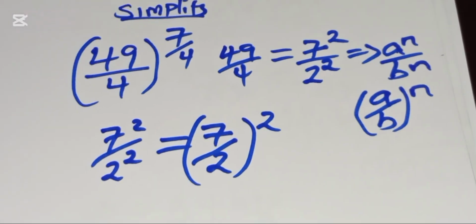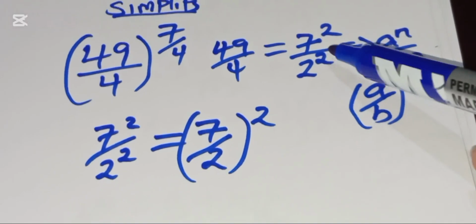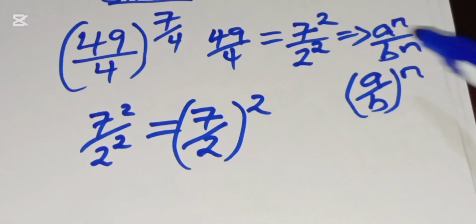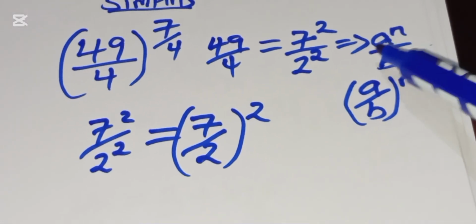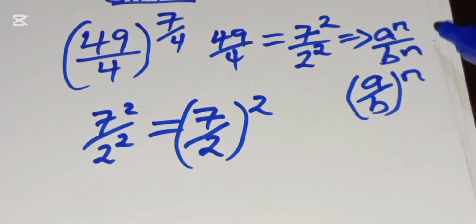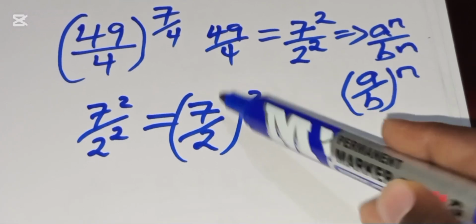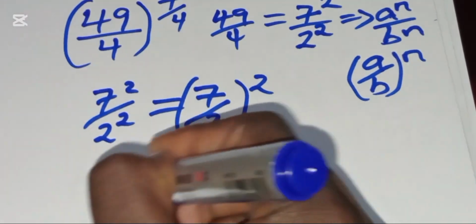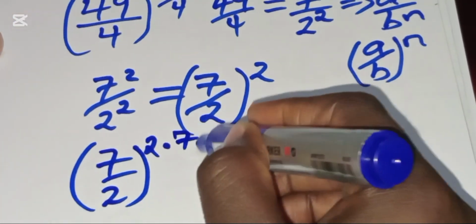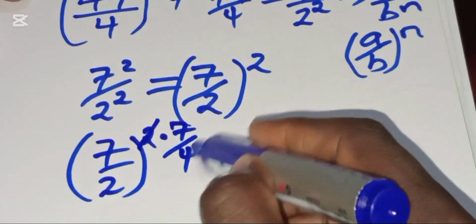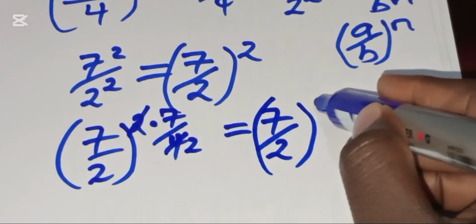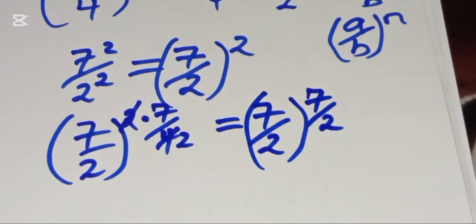All right, so we are saying that 7 squared divided by 2 squared is the same thing as 7 over 2 raised to power 2, applying the property that a raised to power n divided by b raised to power n, given that the bases are different and the exponents are common. Okay, so 7 over 2 raised to power 2 multiplying by 7 over 4. If you simplify here, this is the same thing as 7 divided by 2 raised to power 7 over 2. Okay, so that's what we have.